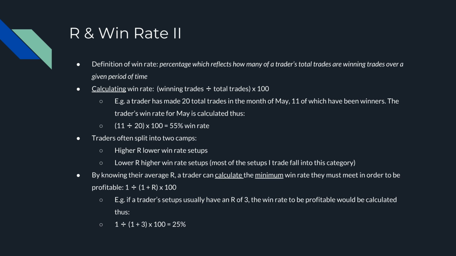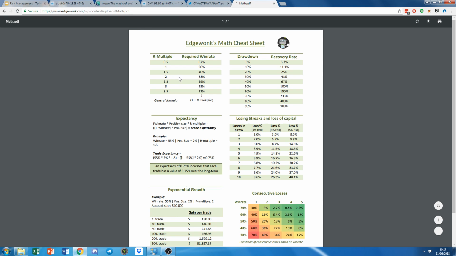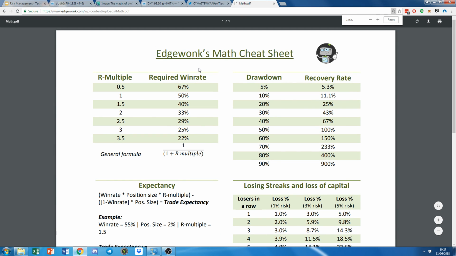So if your setups meet an R of 3, so for the amount of risk you take per trade, if the trade reaches target, you'll be rewarded with 3 times as much. Those setups only need to work 25% of the time for you to be profitable, right? So let's look at this table by Edgewonk, which has this specifically in this section.